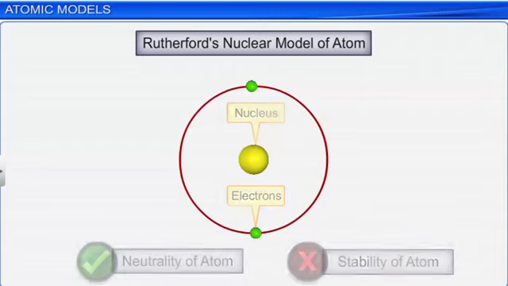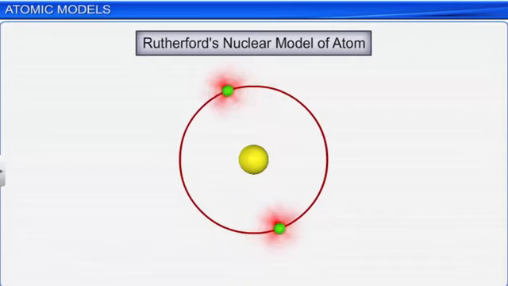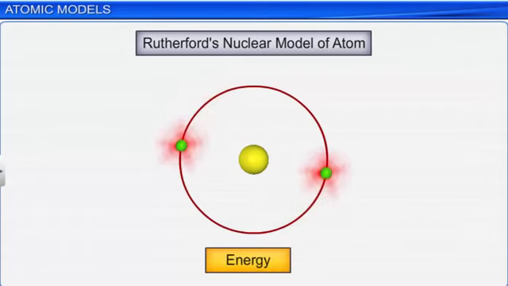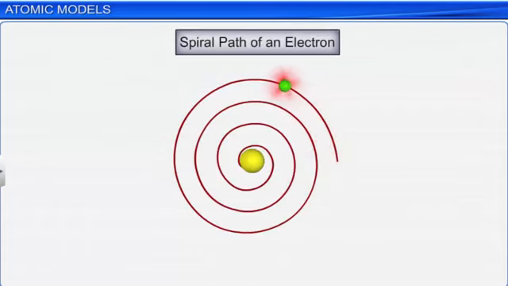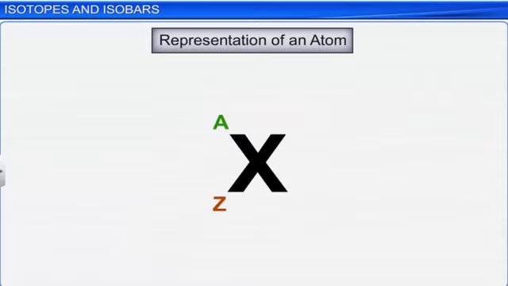According to Maxwell's theory of electromagnetic radiation, a charged particle in circular motion emits energy continuously. Hence, an electron revolving round the nucleus also loses energy. As a consequence of this, the electron follows a spiral path towards the nucleus, and this ultimately results in collapse of an atom. The composition of an atom can be represented symbolically as ZXA, as shown here.